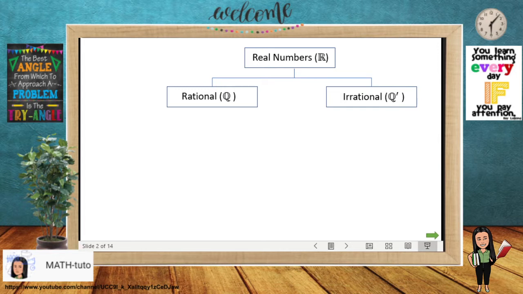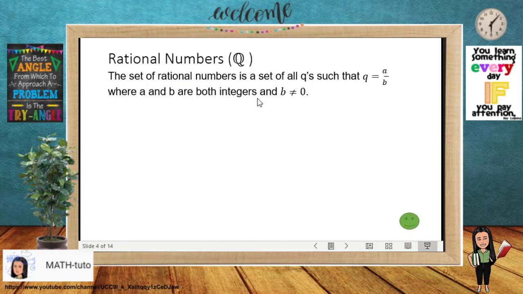Remember, the complement of a set is the set of all elements that are in the universal set but not in a given set. And in this case, the universal set is the set of real numbers. When we write Q prime, this means the set of all real numbers that are not rational. Okay? A rational number is the set of all Q's such that Q is equal to A over B, where A and B are both integers and B is not equal to 0.